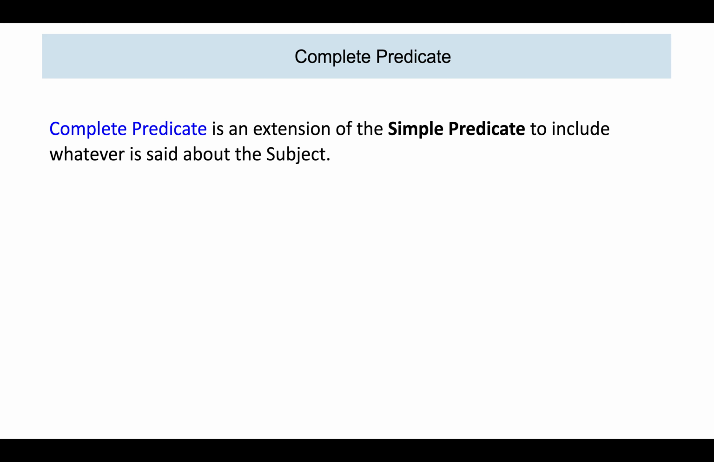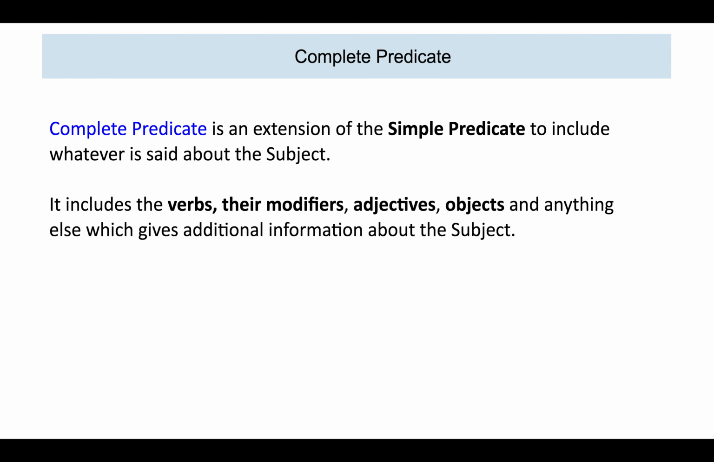Now, another predicate which is called the complete predicate. The very word complete shows that it is an extension of the simple predicate. So whatever is said about the subject comes under the complete predicate. So what does it include? It includes the verbs, the modifiers of the verbs, adjectives, objects, anything else which gives additional information about the subject. So this is usually used when we have long sentences.